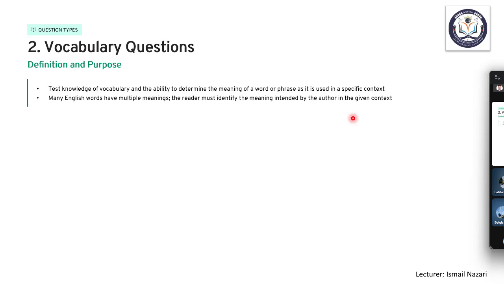Here, as we know, the English has got many different meanings based on the sentence, based on the context in which it is used. So it is important to identify the meaning of the word based on the scenario or the context it is used. So that's the skill which it tests. It's very important.